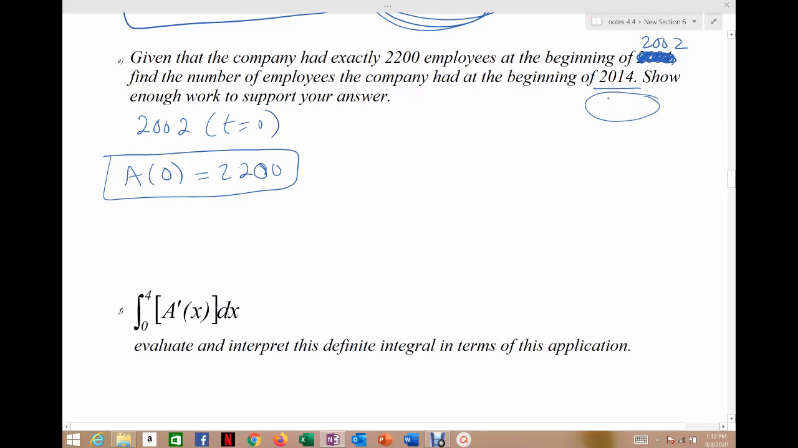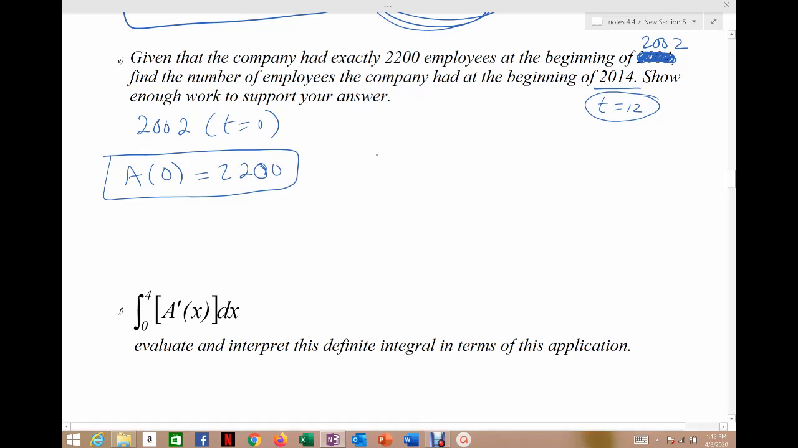All right, so we want to know how many employees they had at the end of the study. They started out with 2,200. That was how much they had in the initial year, 2002. We want to know how many they have 12 years later, when we hit 2014.